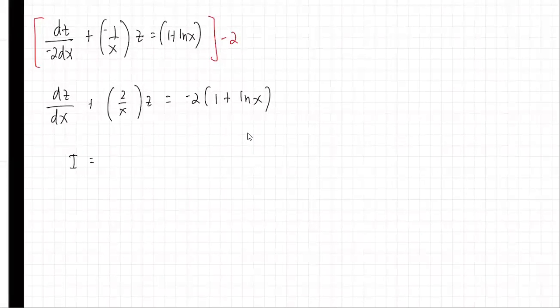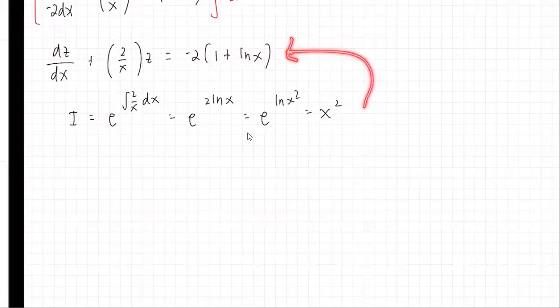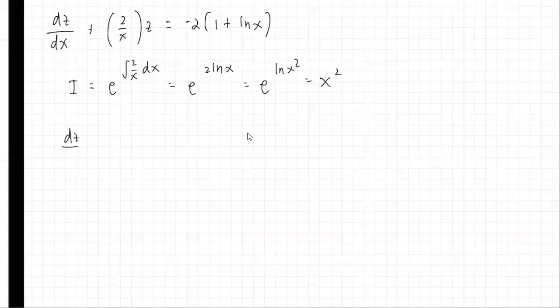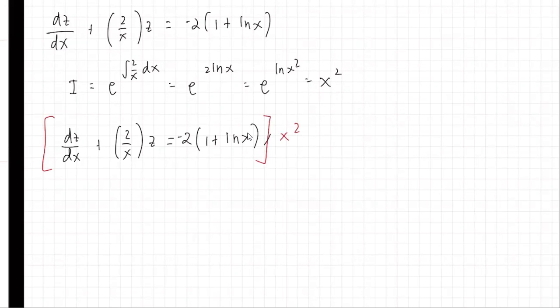So, the integrating factor natin will be e raised to 2 over x dx or e 2 ln of x or e ln x squared or x squared. Okay? Then yun yung multiply natin dito sa linear equation natin. Okay? So, dz over dx plus 2 over x z is equals to negative 2 1 plus ln x times x squared. Okay? So, we have then sama natin dx na. So, x squared dz plus 2x z dx is equals to negative 2 1 plus ln x squared dx.